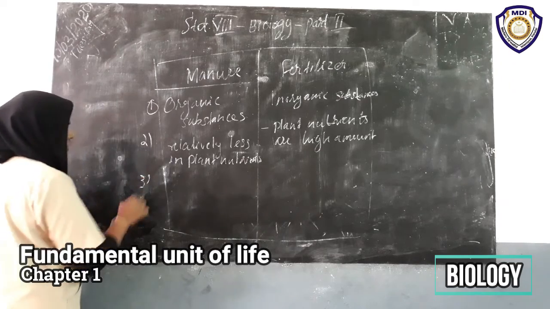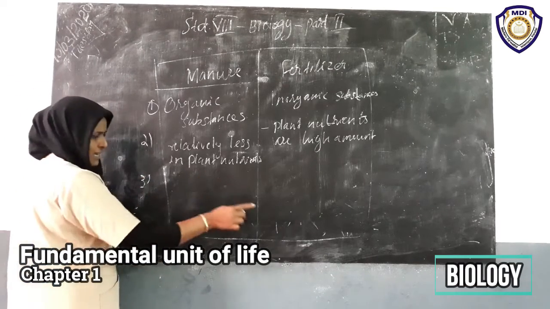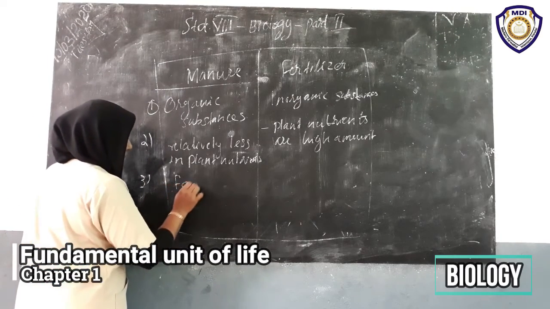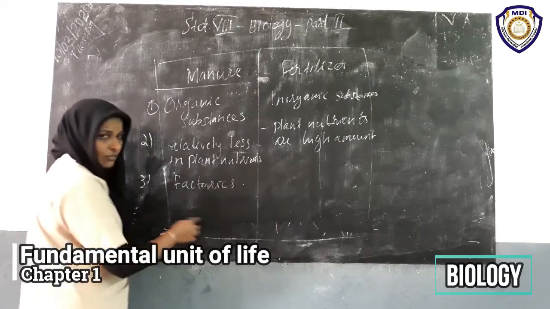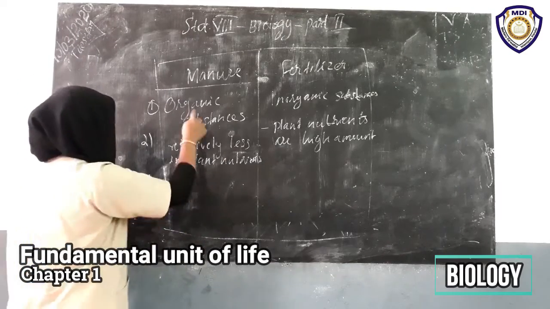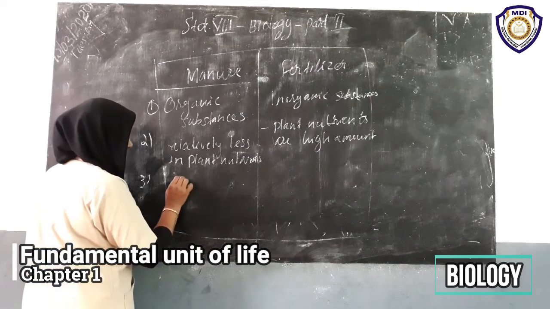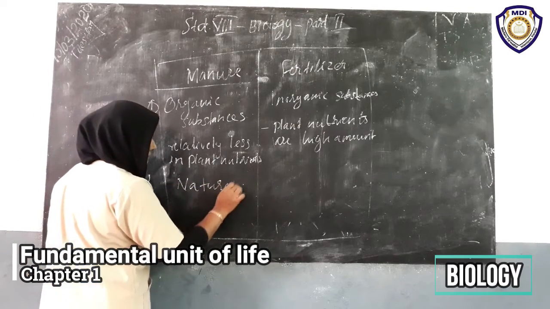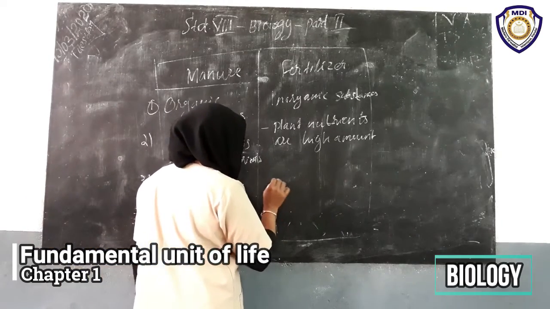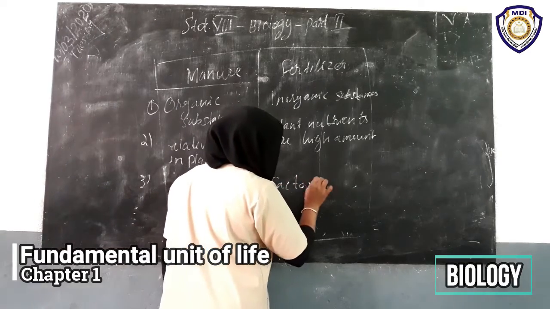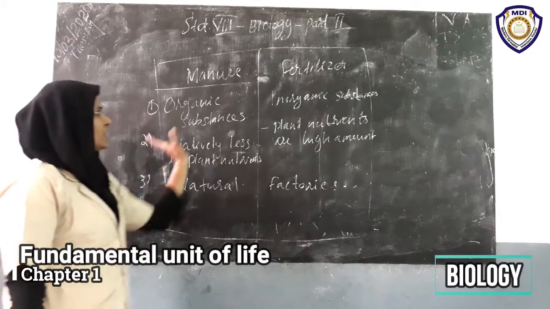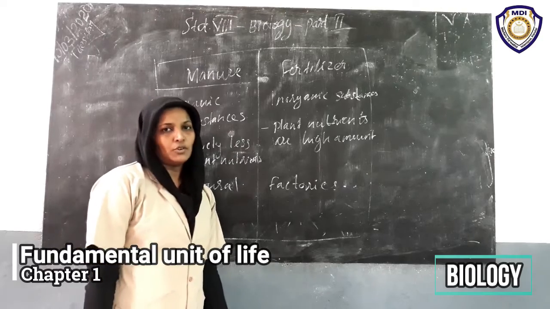Then the third one, fertilizers are prepared in the factories. These are chemical substances. In all the differences you can add more. Sorry, change the column. So manures are prepared in the field, that is they are natural, while fertilizers are prepared in the factories, they are artificial. Then we can add more points also. So these are the differences between fertilizers and manure.